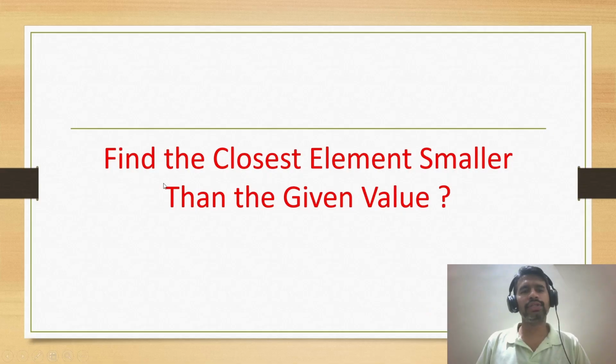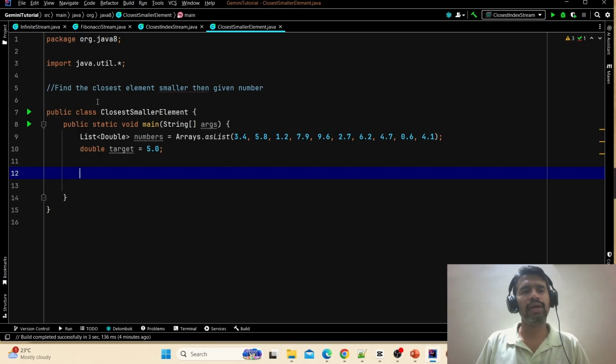So the next question is we have to find the closest element which is smaller than the given value. We have already solved a problem where we tried to find the number which is closest to the given number. But here there is a variation. We have to find the closest element that is smaller than the given value. So let's see how to do it.